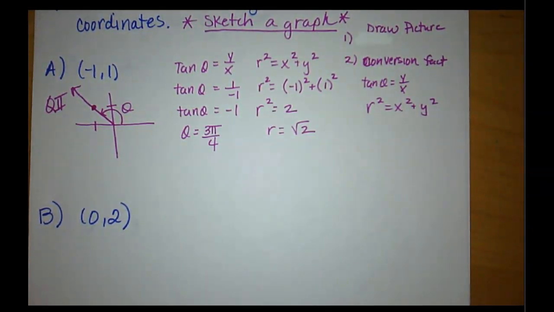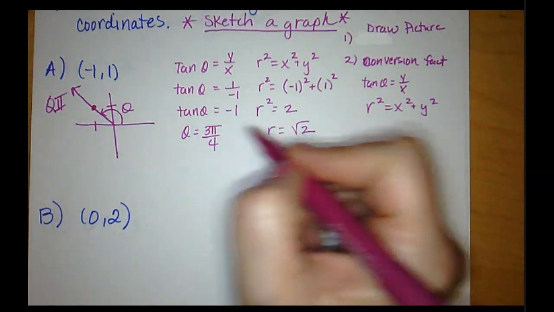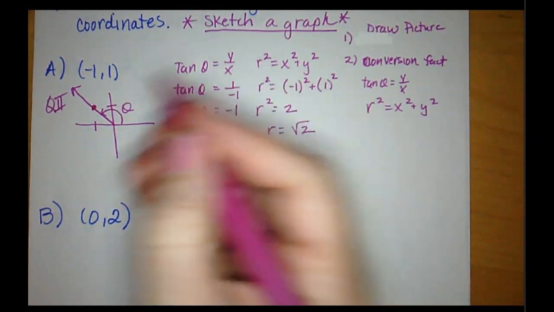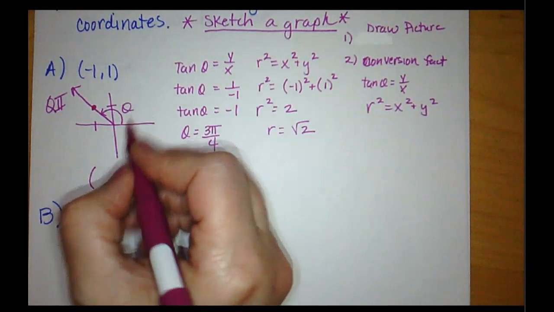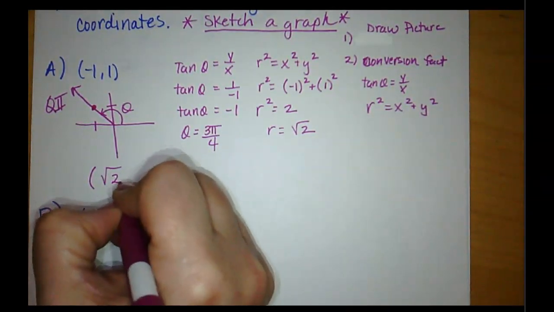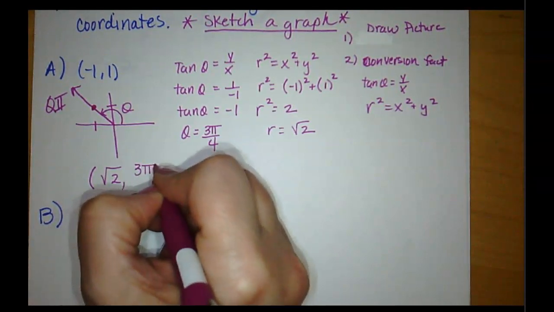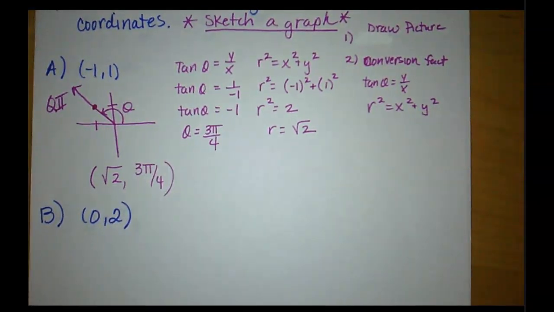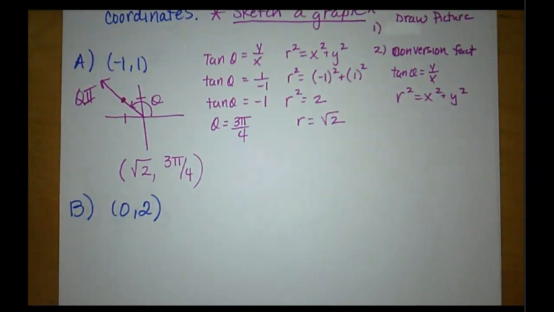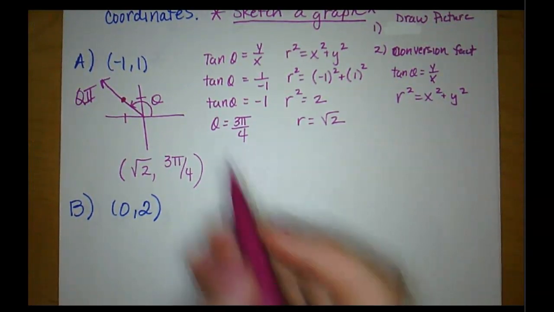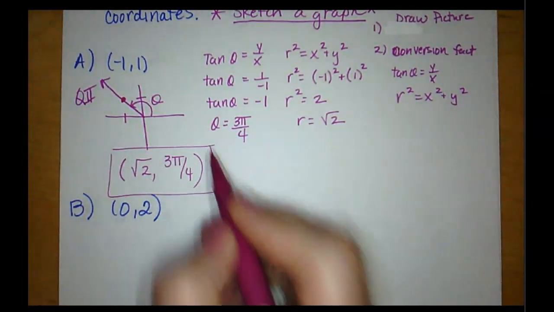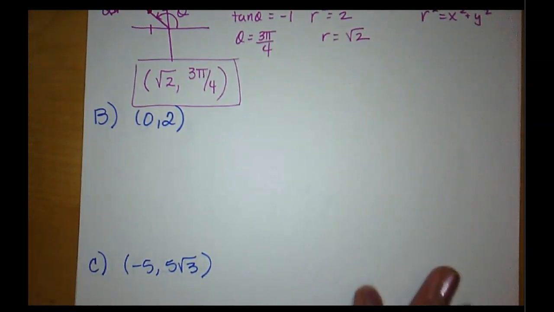Okay, so once I have the distance from the pole and the directed angle, then I know my point in polar form is actually square root of 2, the directed distance, and the angle 3 pi over 4. Okay, so really just working our way through those conversion facts. All right, moving on to B.